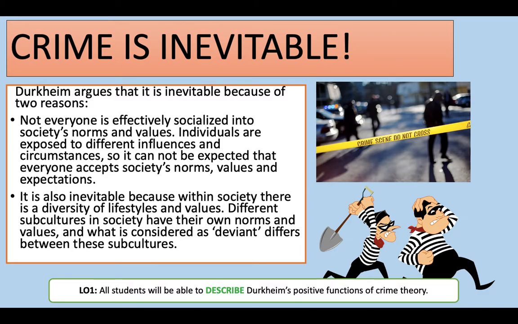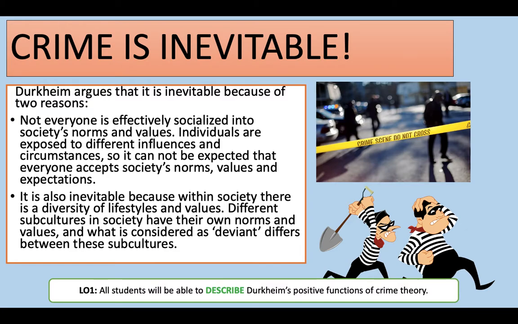So Durkheim argues that it is inevitable because of two reasons. A, not everyone is effectively socialized into society's norms and values. Individuals are exposed to different influences and circumstances, so it cannot be expected that everyone accepts society's norms, values, and expectations. It is also inevitable because within society there is a diversity of lifestyles and values. So different subcultures in society have their own norms and values, and what is considered as deviance differs between these subcultures.